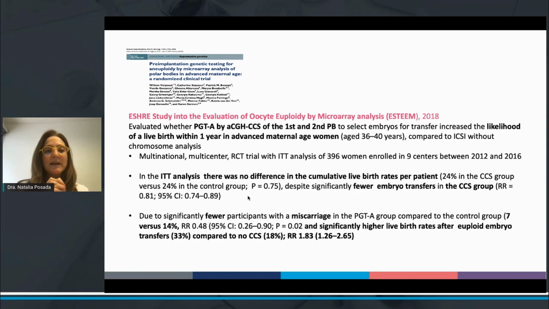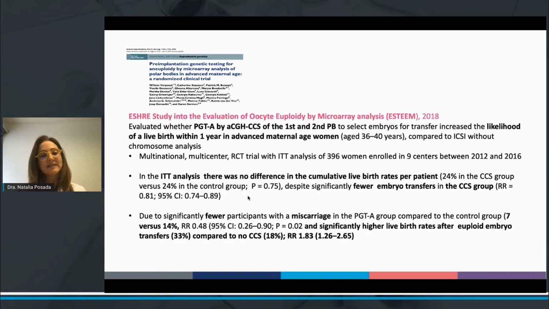The first study, called the ESTEEM study, or the ESHRE study, into the evaluation of oocyte euploidy by microarray analysis, basically evaluated the first and second polar body by array CGH to select embryos for transfer and see whether these would increase the live birth rate within 1 year in women with advanced maternal age between 36 and 40 years of age, compared to ICSI without chromosome analysis.